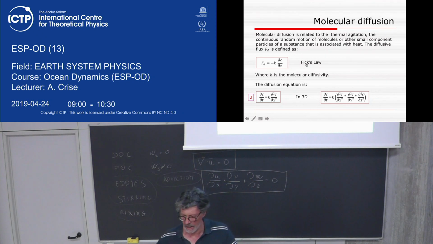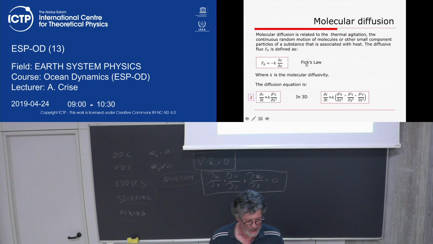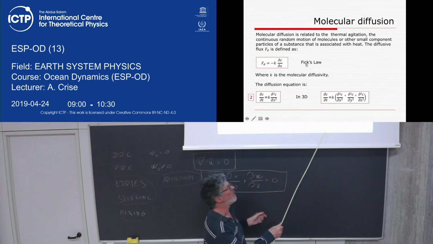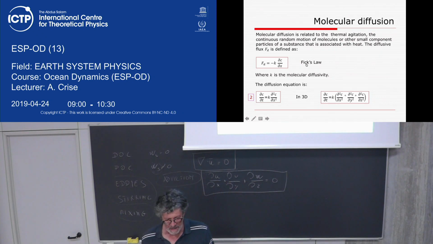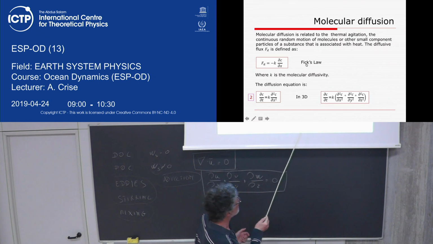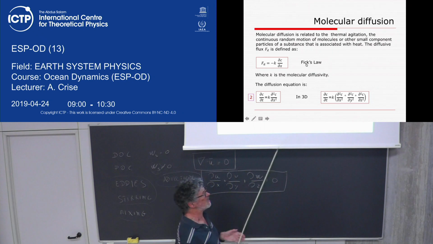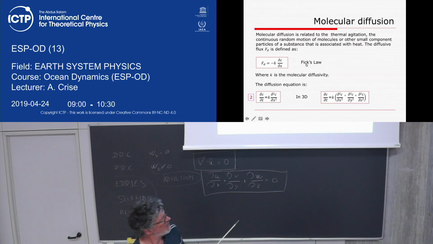So if you have, as we saw in the animation, only a horizontal gradient, all the other terms vanish. So diffusion is three-dimensional, but what is really ruling it is this term.